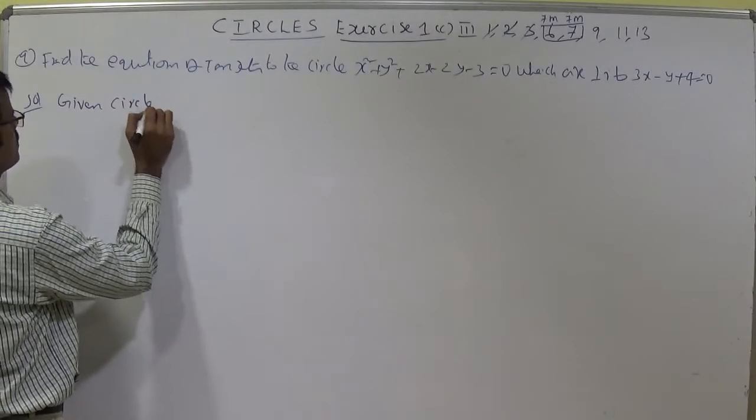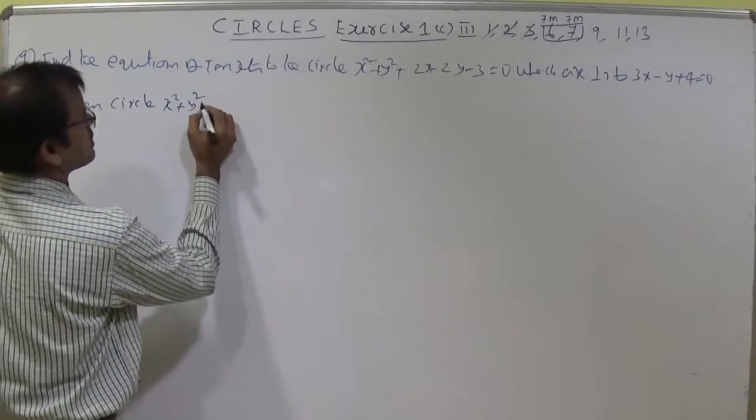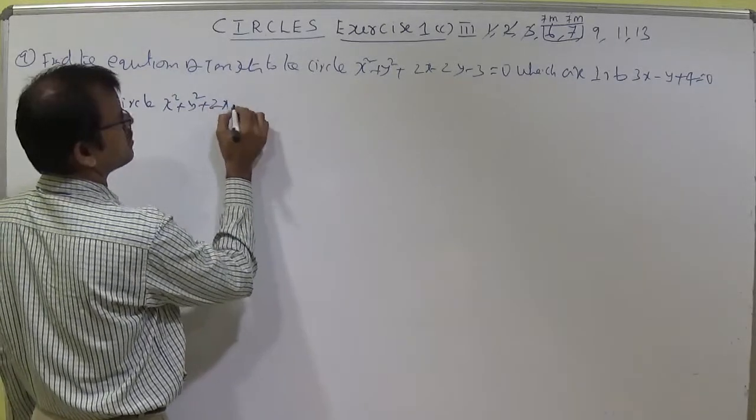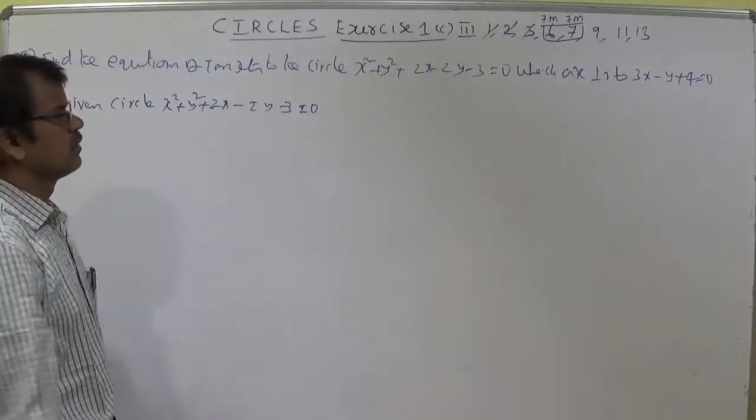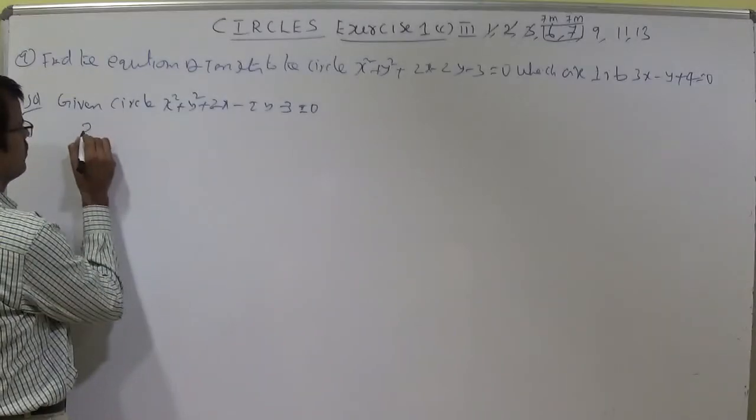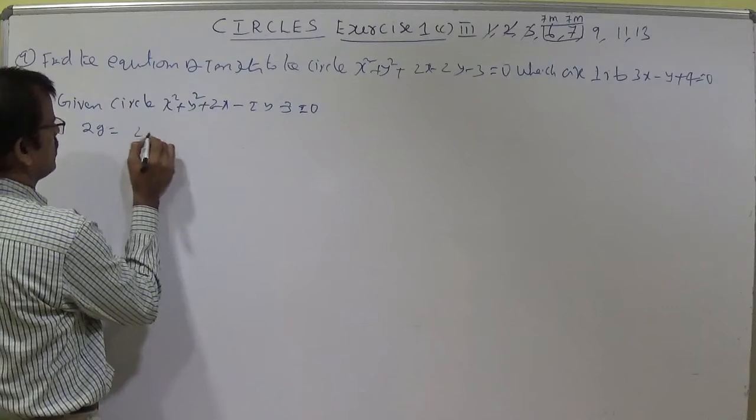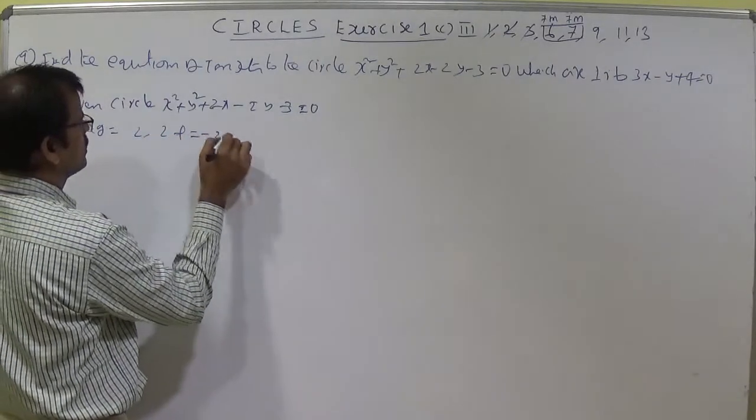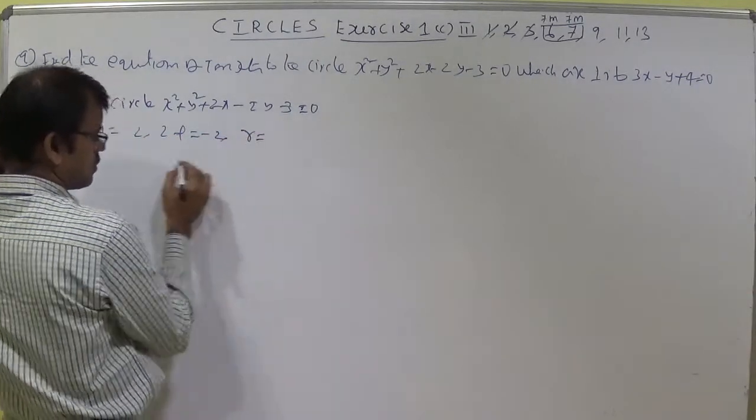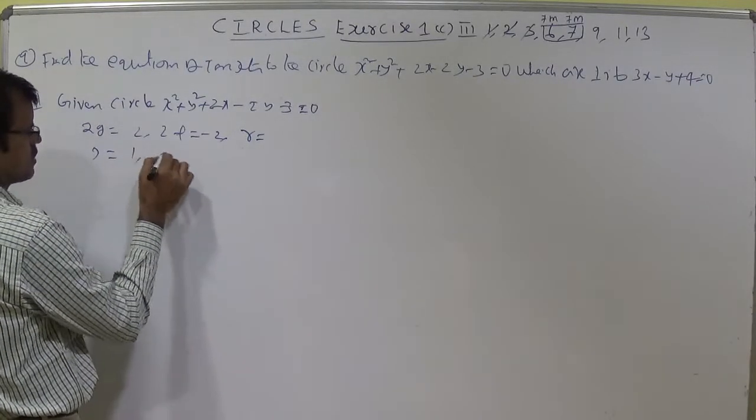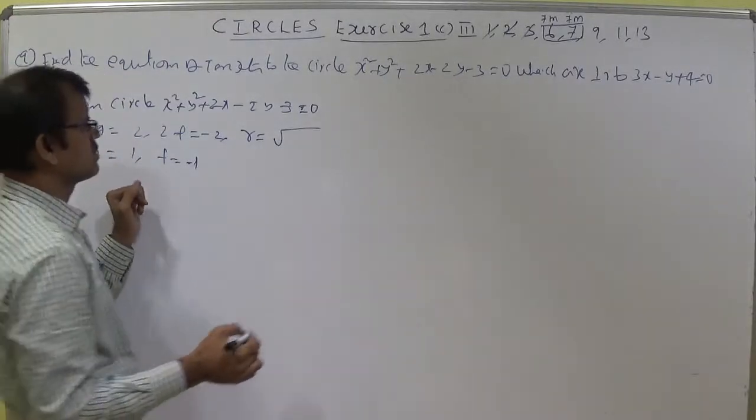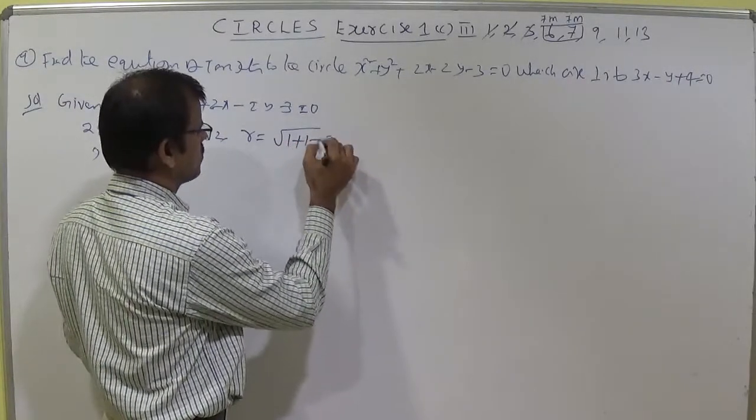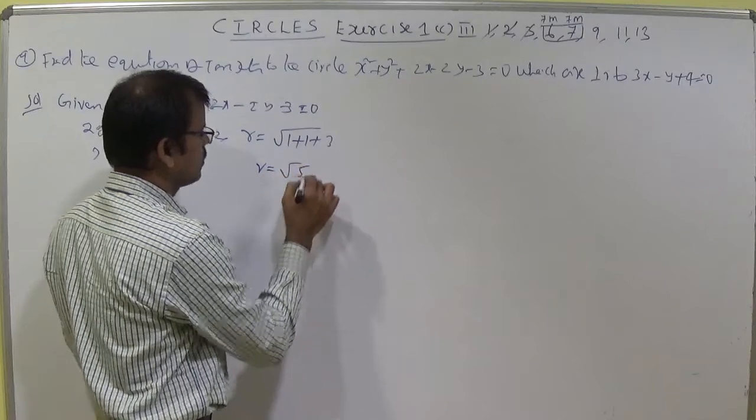Given circle x square plus y square plus 2x minus 2y minus 3 equal to 0. Here the g and f values: 2g equal to 2, 2f equal to minus 2. So R is equal to root of g square plus f square minus c, where g is equal to 1, f is equal to minus 1. R is equal to root of 1 plus 1 plus 3, so R is equal to root 5.